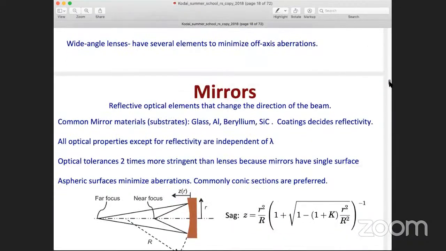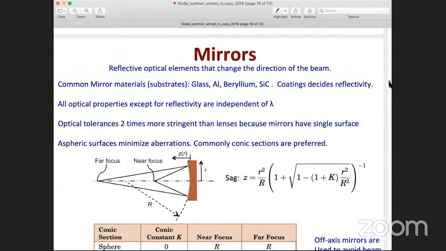In addition to lenses, we also use mirrors. It depends on the wavelength of interest whether we use lenses or mirrors. Mirrors are basically reflective optical elements that change the direction of the beam. They don't refract, they just reflect, and they change the direction of the beam. Common mirror substrate materials are glass, aluminum, beryllium, and silicon carbide. Coatings decide the reflectivity, because most mirrors are coated so that they have maximum reflectivity. Unlike lenses, which should have maximum transmission, mirrors should have maximum reflection.